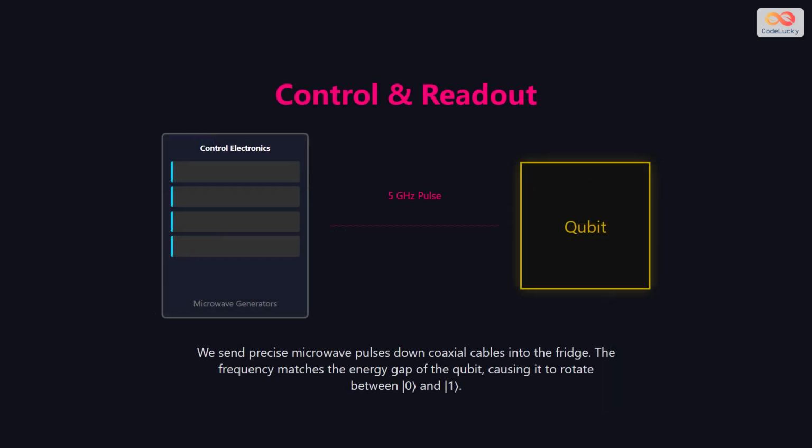To communicate with the qubits inside the fridge, we use microwave pulses sent down coaxial cables. By tuning the frequency of the pulse to the qubit's specific energy gap, usually around 5 GHz, we can rotate the qubit state. We read the data back by measuring how the qubit alters a microwave signal passing nearby.